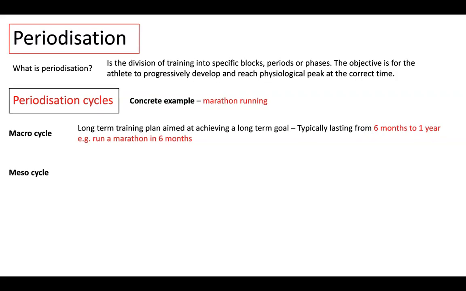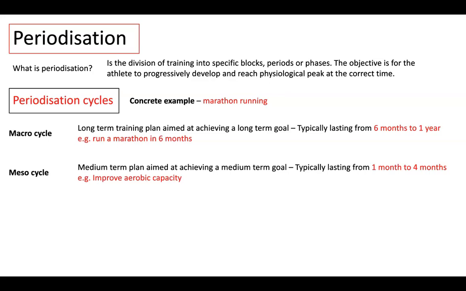So then with a macro cycle, we then have a mesocycle. Now mesocycles are our medium-term plan aimed at achieving a medium-term goal, typically lasting from 1 month to 4 months, e.g. improving aerobic capacity. So if we're looking at our marathon runner right now, our macro cycle is to be able to run a marathon in 6 months. Therefore, our medium-term plan has to be, we have to improve our aerobic capacity so that we have the ability to run the marathon in 6 months. Therefore, our medium-term plan might be a 3-month plan of improving aerobic capacity.